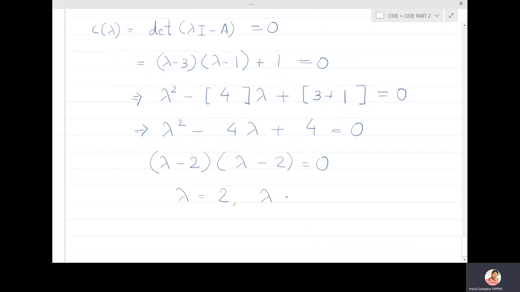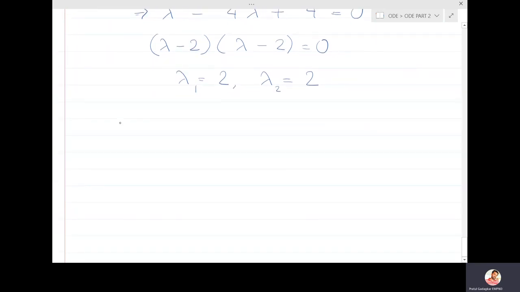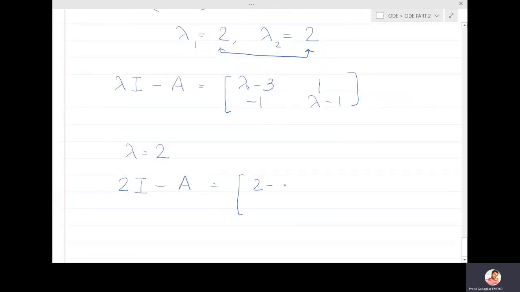So both eigenvalues are the same, which is said to be a repeated eigenvalue. Now we will again look into what is lambda I minus A. It was lambda minus 3, 1, minus 1 and lambda minus 1. We have written this above also. Let me put lambda equal to 2 here because both the eigenvalues are the same. So if I put lambda equal to 2 here, I will get 2I minus A equal to 2 minus 3, 1, minus 1 and 2 minus 1.